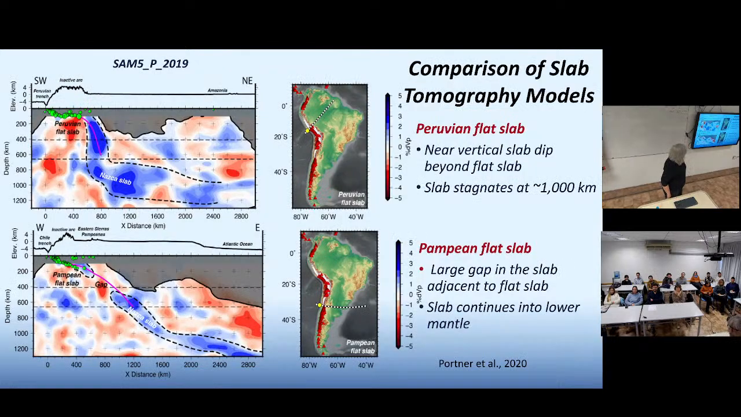Okay. So let's compare this scale. The top one is the Peruvian flat slab with that vertical drop, and then it flattens out. This is the one near here where we have a gap in the slab, and then the slab picks up, and as far as we know, goes on down to deeper than 1,200 kilometers. So again, very different geometries. And so, we're still working on maybe what that means in detail.